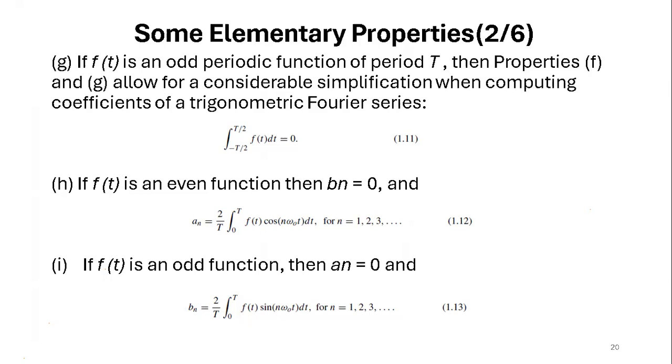Now, if f of t is an even function, then b n is equal to 0, and a n is equal to the integral over the period of f of t cos n omega t dt, for n equal to 1, 2, and so on, positive integers, not negative integers. If f of t is an odd function, then a n is equal to 0, and b n is equal to the integral over the period of f of t sin n omega t dt for n equal to 1, 2, and so on.